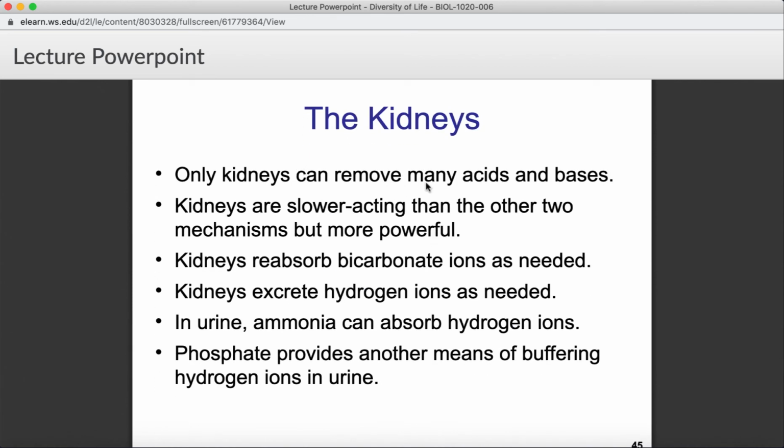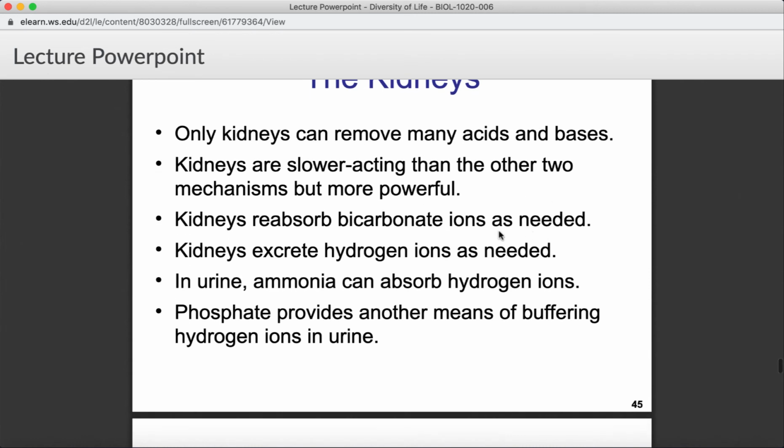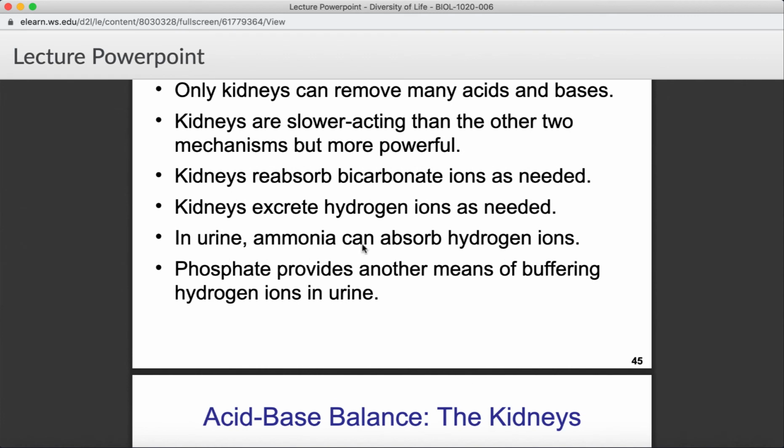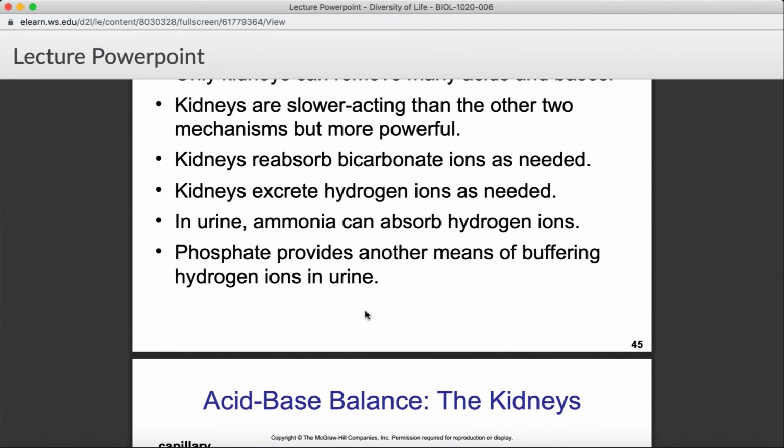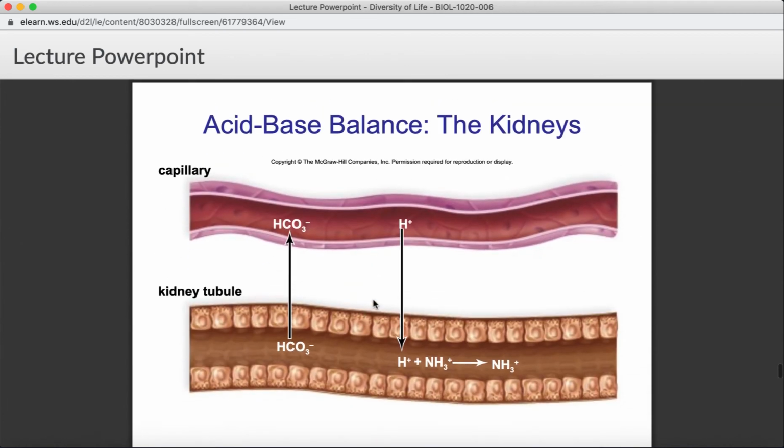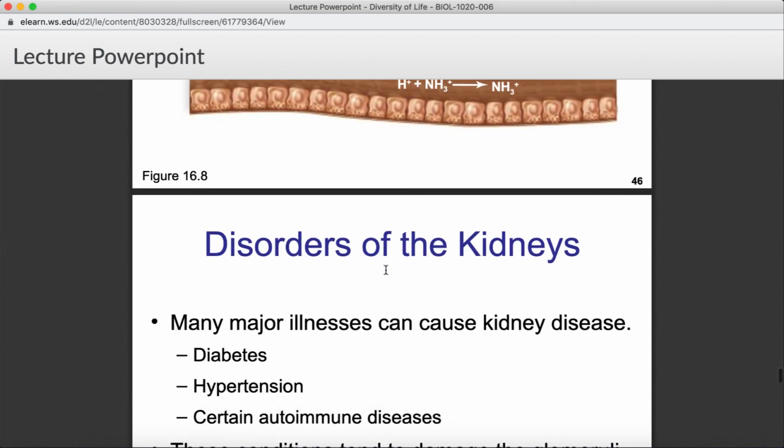The kidneys can remove many acids and bases, but they're slower acting than the respiratory system, but have a more profound effect. They can reabsorb bicarbonate as necessary or excrete hydrogen ions. And then in the urine, ammonia can absorb hydrogen, and phosphate provides another means of buffering the ions in the urine. So you're just kind of exchanging these back and forth as needed to maintain the appropriate pH.